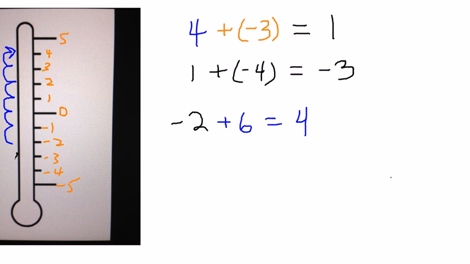Let's try one more before I give you the rule. Okay, let's start at -5. So the starting temperature is -5, and it's going to go up by 5. So we're going to go 1, 2, 3, 4, 5. So -5 plus 5 gives us 0.